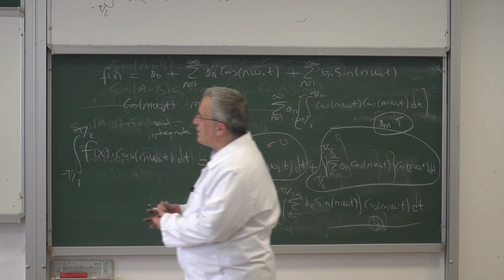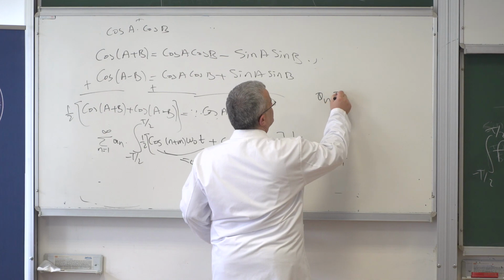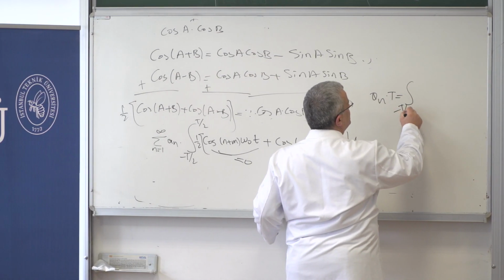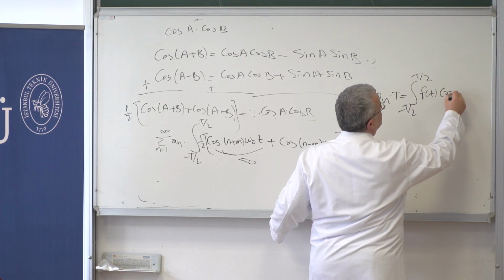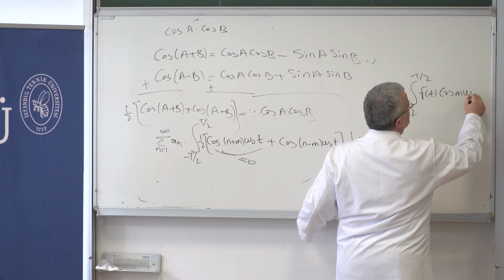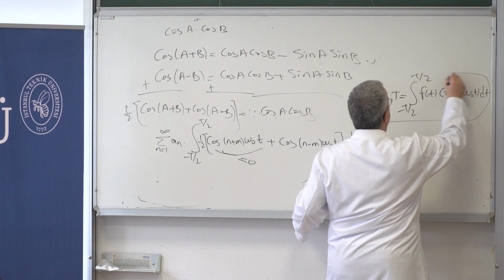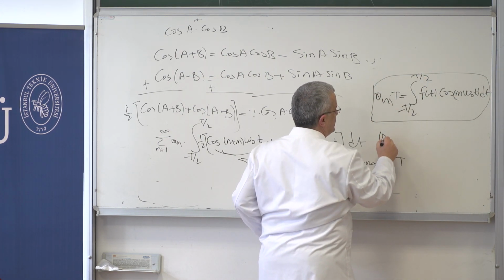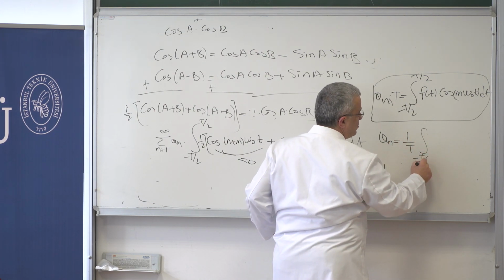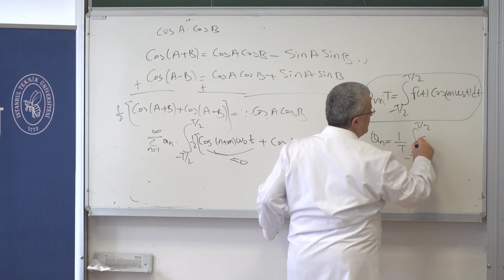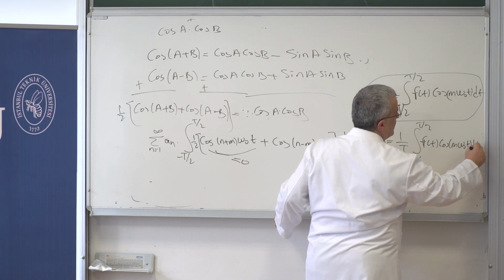So what did we find out? We found out that a_n times t is equal to the integral from minus t over 2 to plus t over 2 of f(t) cosine(m omega 0 t) dt. In other words, let's make it a_n equals 1 over t, from minus t over 2 to plus t over 2, f(t) cosine(m omega 0 t) dt.